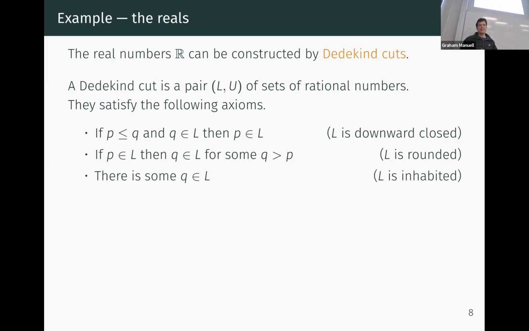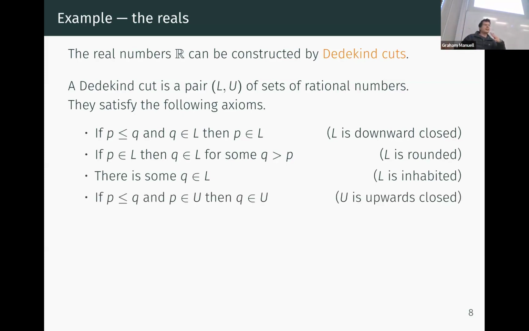Finally, we say that there must be some element of L. We say that L is inhabited. There must be some element in L because we aren't expecting this to have no lower bounds. That would be like the real is negative infinity. But we want the reals, we aren't wanting the extended reals. So we want to rule that out, and we say that there must be some element of L.